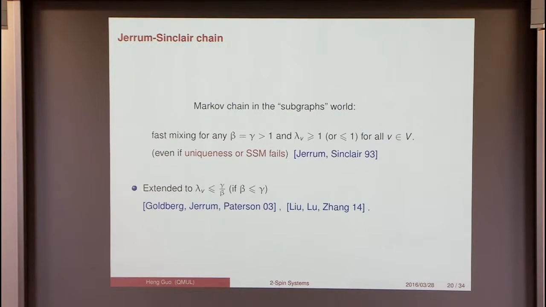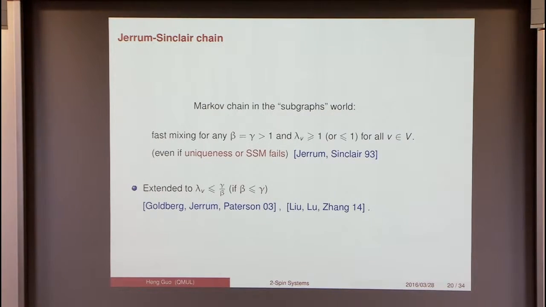So this is extended to the general beta-gamma case. Let's assume beta less than or equal to gamma because they are really symmetric. So this threshold of 1 is generalized to gamma over beta. It is first generalized to square root of this by Goldberg, Jerrum, Paterson, and later to gamma over beta by Liu, Lu, and Zhang. So what really happens here is that since beta is less than gamma, edges will favor gamma. And this ratio gamma over beta will be larger than 1, therefore vertices favor beta.